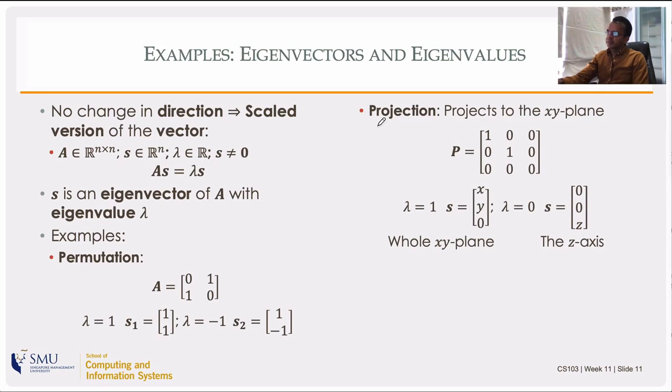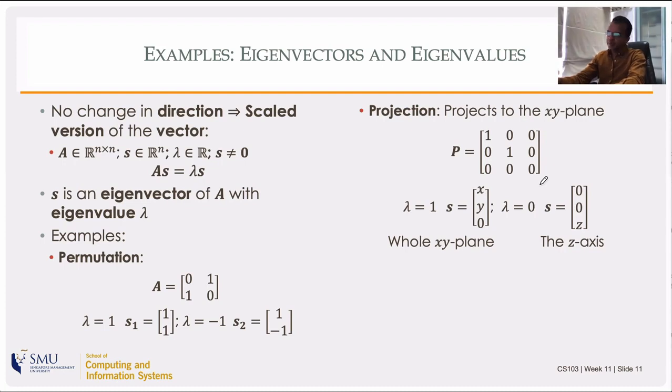Now if you take projection, if you project to the xy plane, it's a 3 by 3 matrix, a square matrix still. What that matrix does, if I multiply that matrix by (x, y, z), it takes x of the first column, y of the second column, z of the third column, but the third column is already 0, so z becomes 0.